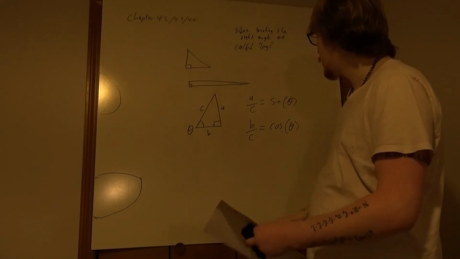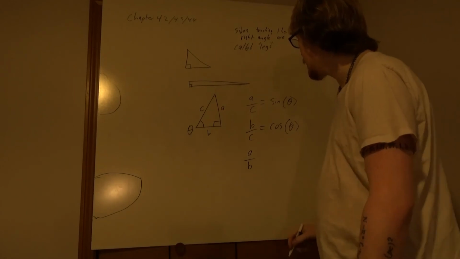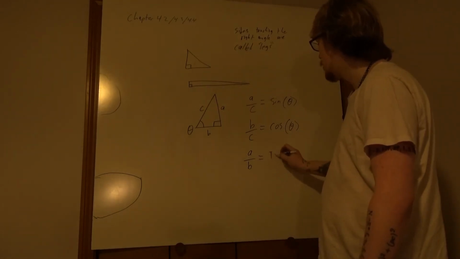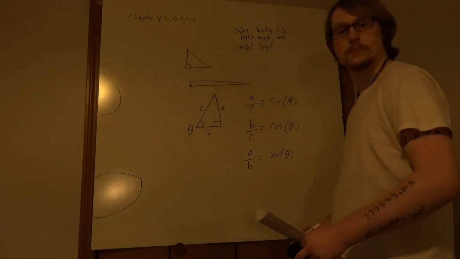The last one that we might want to talk about is the ratio of A over B. And this one we call the tangent of theta, abbreviated to tan. Can you see all that?